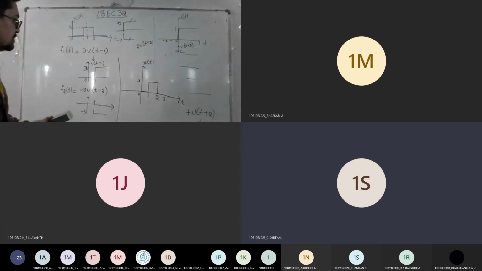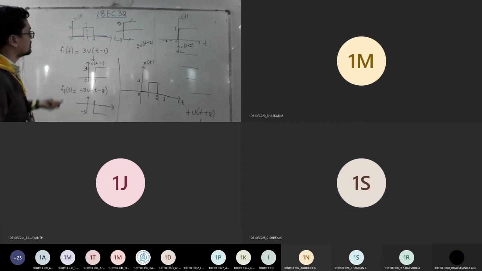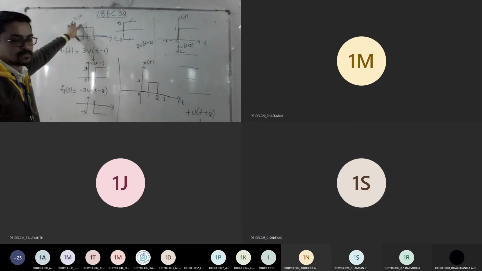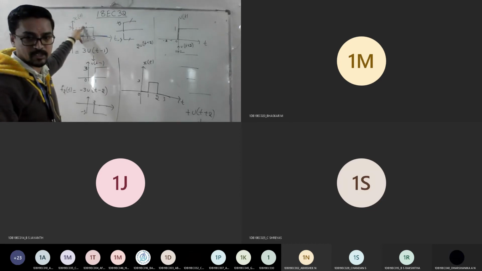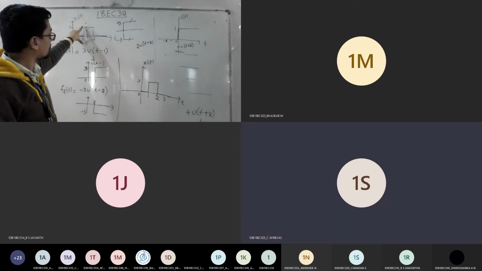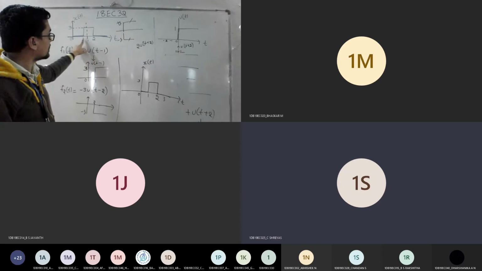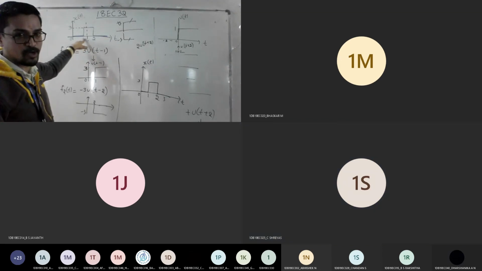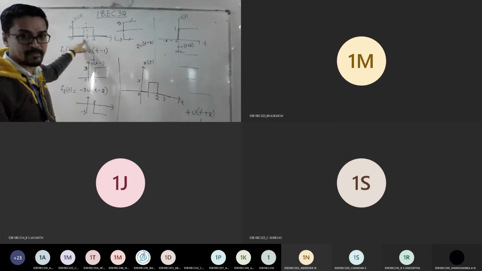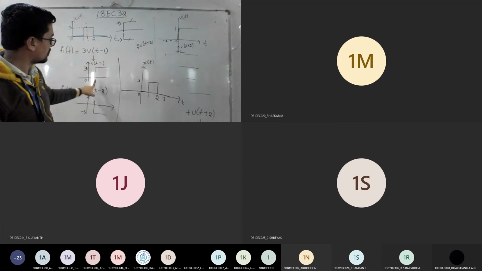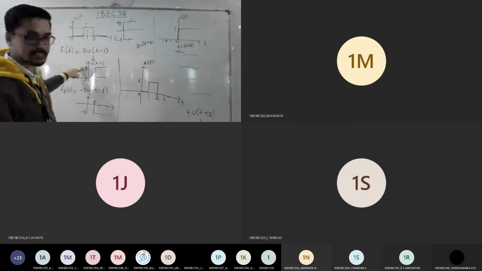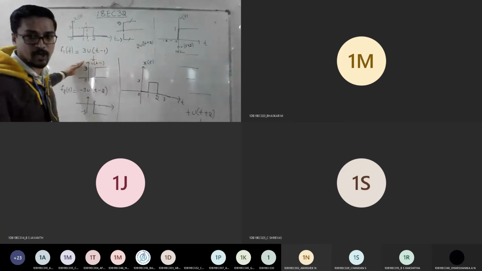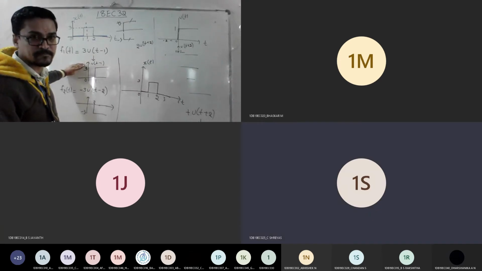Yes, I will repeat. Let's listen carefully. This is the given question. First, I need to find how many functions there are in it. That is the first step. Looking at the first one, it is u of t minus 1. Look at the signal, it goes in this way. The amplitude is 3, that's why I wrote 3 times. This is clear, so there is no doubt with this, I hope.